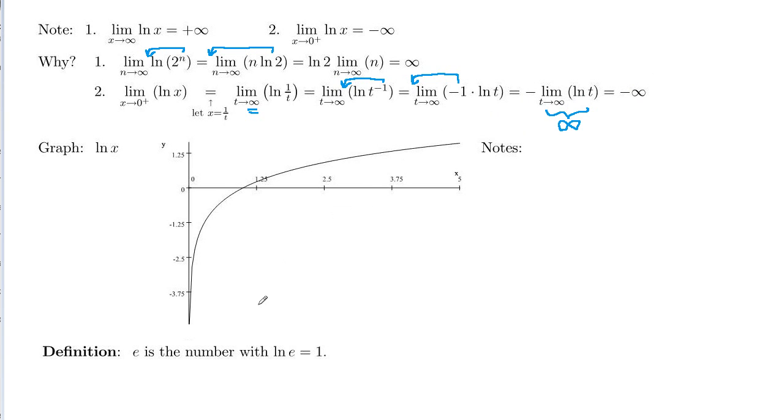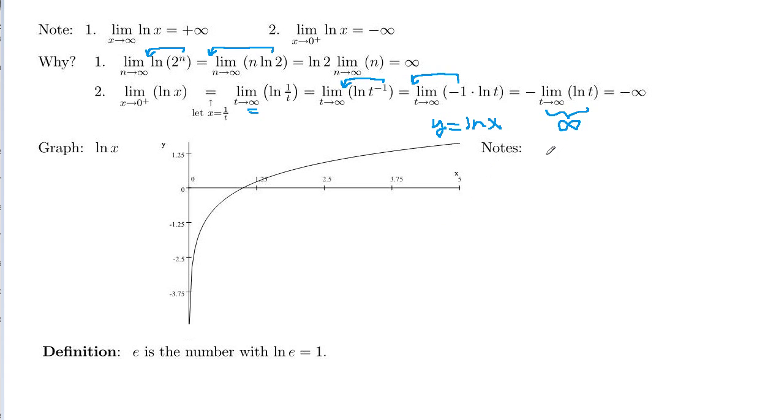So with that in mind, if you graph the natural log function, it looks like this. So this is y equals ln of x. And notice as x approaches 0 from the plus side, the log graph goes down to minus infinity. As x goes to infinity, this log graph just keeps going up, goes to infinity. So it goes very slowly. Log's a slow-growing function.